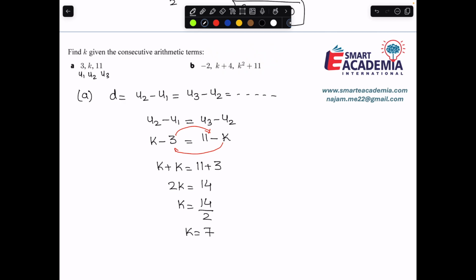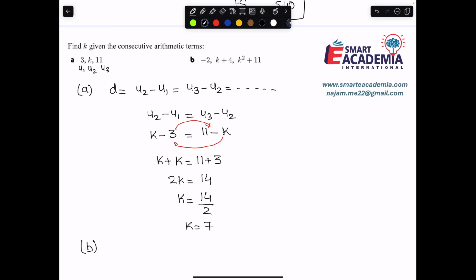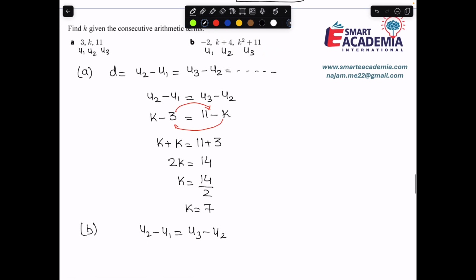Pretty straightforward. In the b part, however, we'll use the same technique, which means u2 minus u1 equals u3 minus u2. As you can see, this is u1, this is u2, this is u3. The question is the same, but with a bit of algebraic complexity that we can surely solve. So u2 is k plus 4. Always use brackets when you have more than one term in the algebraic expression. Minus bracket negative 2, because u1 is negative 2. u3 in this case is k squared plus 11 minus, and u2 is k plus 4.